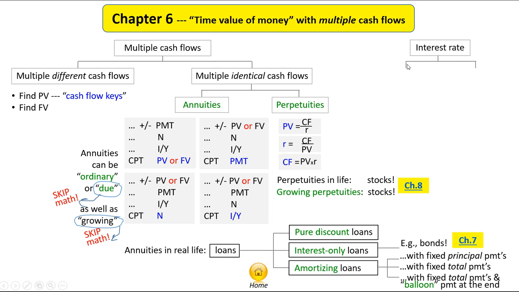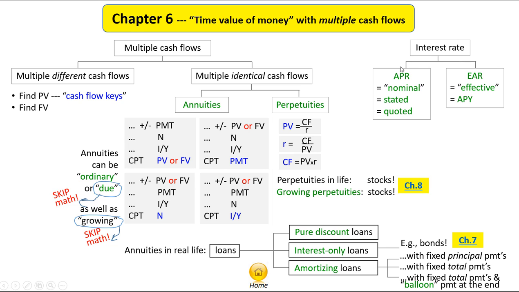to do with interest rate. Interest rates can be called APR or EAR. APR stands for annual percentage rate. It's the same thing as the nominal interest rate, or what's stated or what's quoted. It doesn't take into account the fact that interest may be earned more than once within a year. And that's what the EAR, effective annual rate, does. So EAR, effective annual rate, can also be called the effective rate per year or the APY. That's what banks call it, annual percentage yield.